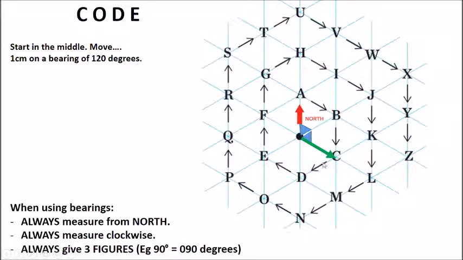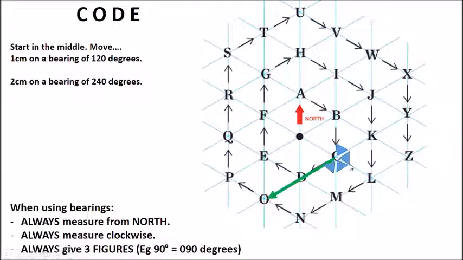Well, what angle do we need to travel? So we start from north and then we go clockwise, so 60, 120, 180, 240. So I need to travel on a bearing of 240 degrees, and because I'm going 2 lengths of that triangle, I need to travel 2 centimeters on a bearing of 240 degrees. So I'm currently on the letter O, but I want to get to D, which is currently just underneath this green line. So how am I going to do it? Well, I start measuring from north, and I need to go around 1 lot of 60 degrees. So I'm going 60 degrees, and I'm just going 1 space along, so that's 1 centimeter.